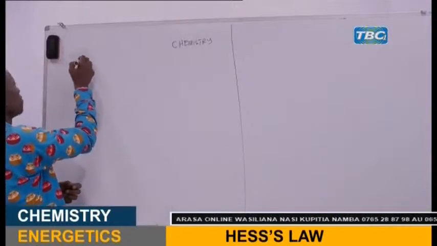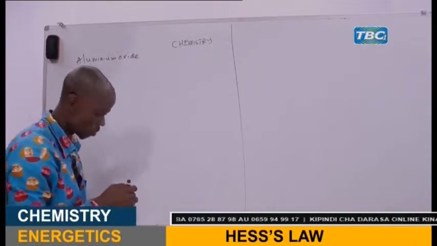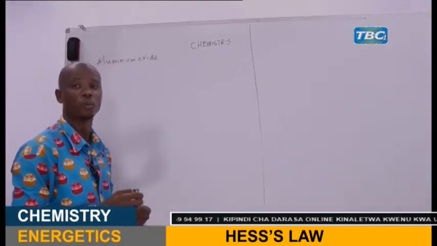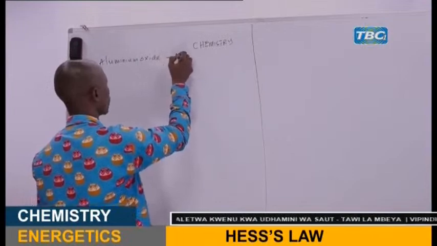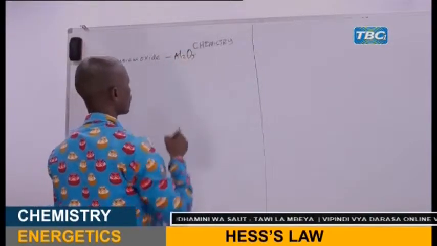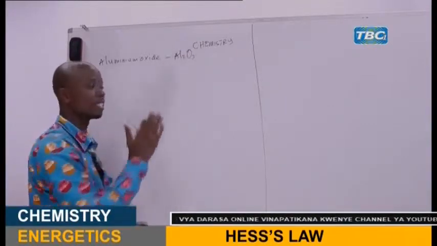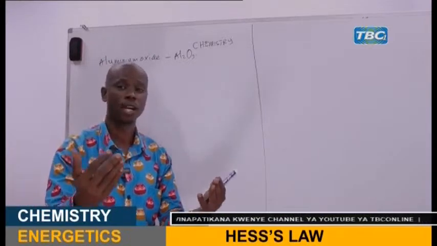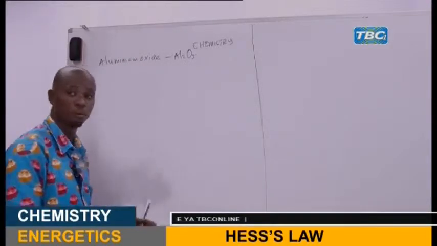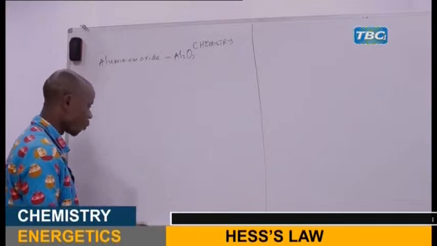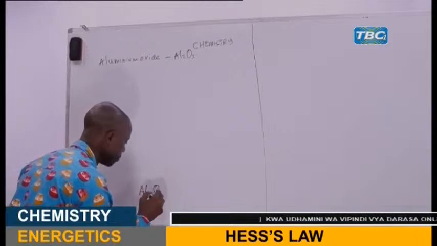The compound is aluminium oxide. What is the chemical formula of aluminium oxide? It is made up of two elements, aluminium and oxygen. The formula is this one. Now, if you have already written the formula, what is the next step? Now you start drawing the Born-Haber cycle. Let's do it together in the simplest way. You write that compound, aluminium oxide, at the bottom here.